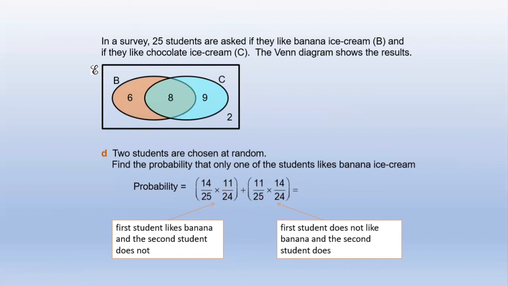Taking the product of this, plus the case where the first student does not like banana, so it is 9 plus 2, 11, divided by the total, which was 25. And the second student does, so 14 are the favorable outcomes divided by 24, because one was already chosen. Then we find the probability of this. You can take 14 upon 24 common, and on solving this, you get 91 upon 300 again.